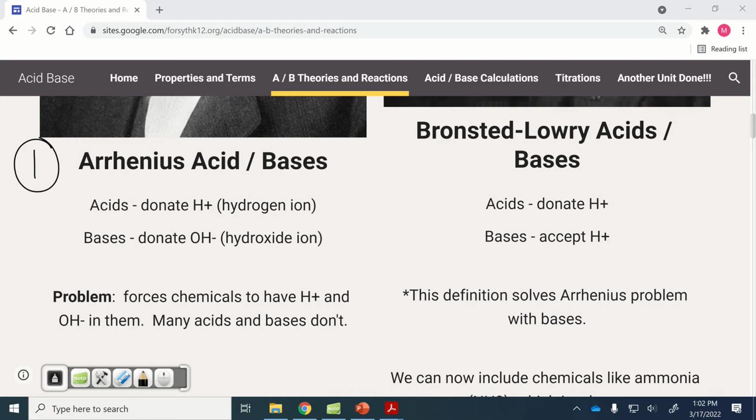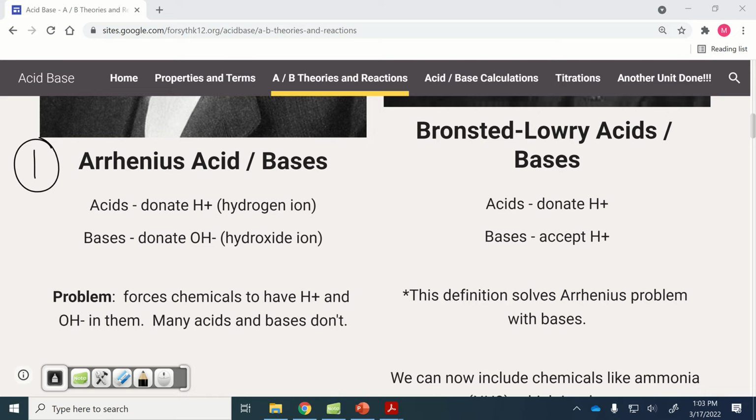So it's all about what they are giving away. An acid will always give away an H+, a base will always give away an OH-. So I say this is the easiest thing to identify because this means acids must start with an H and bases must end with an OH in the compound.